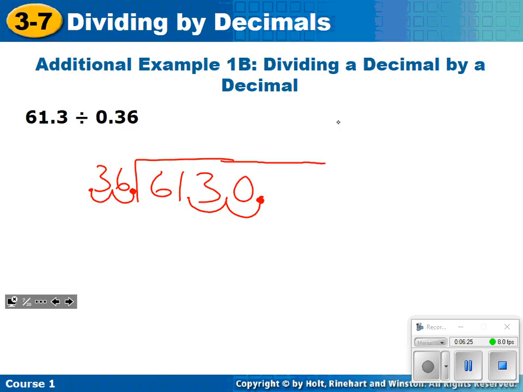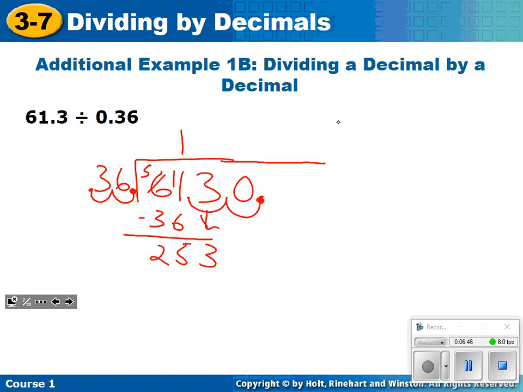First of all, how many times does 36 go into 61? One time. Okay, so we'll just go along as usual here. One time. Minus 36. Okay, that's got to be an 11. This is going to be a 5. That's going to be a 5 here, and this is going to be a 2.